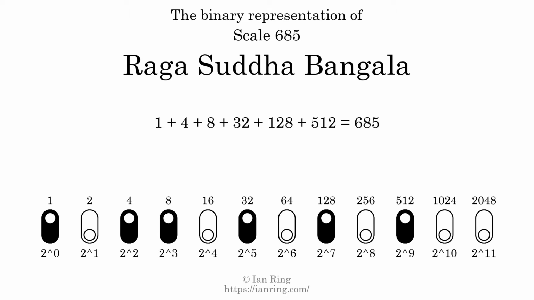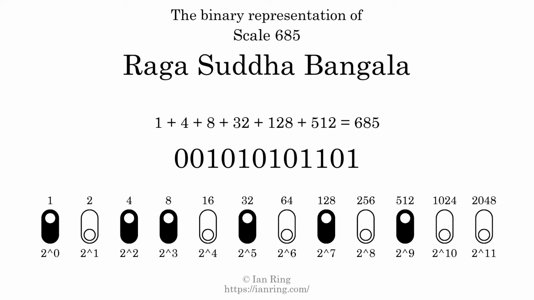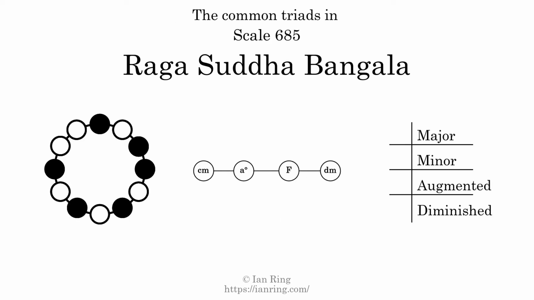The scale number not only enumerates the scale with a unique index, but it also literally describes the tonal content of the scale. Represented as a binary number in base 2, the scale number is 001010101101. Here are the common triads present in this scale. The diagram in the center is a graph of parsimonious voice leading between triads.